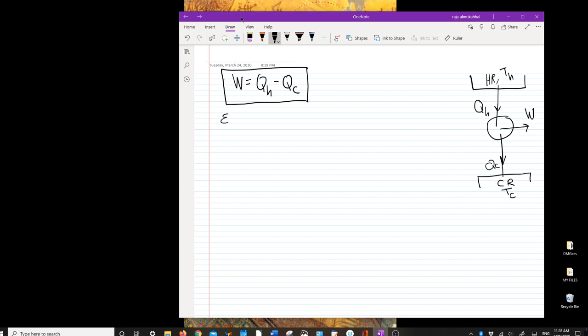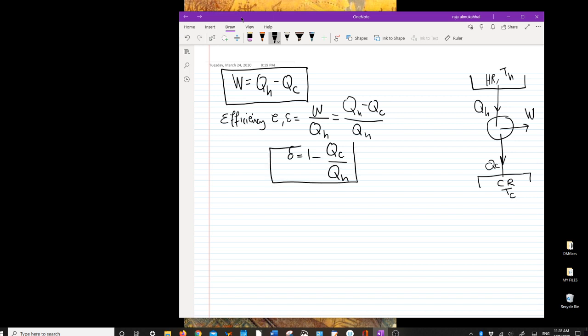And efficiency, the book calls it E. I like to call it epsilon. Same thing, right? Epsilon is equal to the work divided by the amount of energy coming into the system, which is QH. And since work is QH minus QC, over QH, therefore the efficiency is equal to 1 minus QC over QH. There are two versions for calculating efficiency, either this one here or this one here. Both the same.